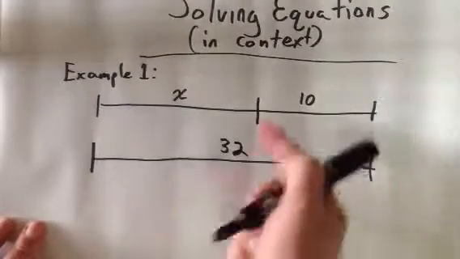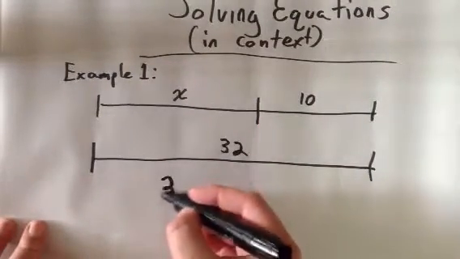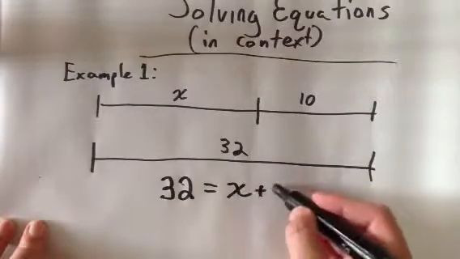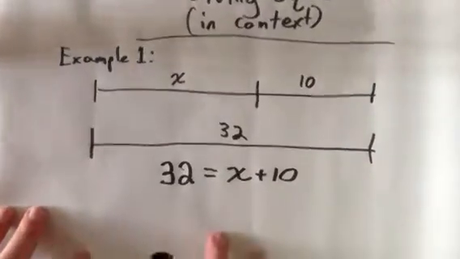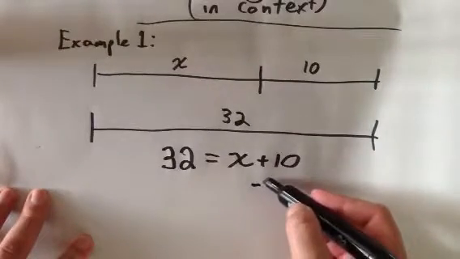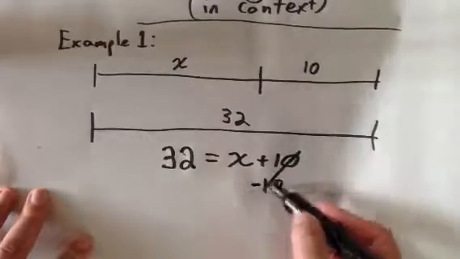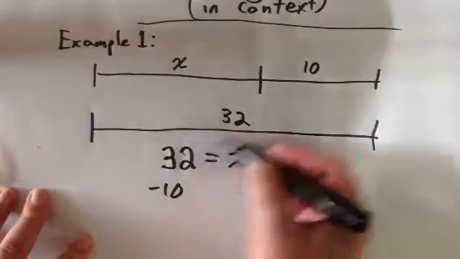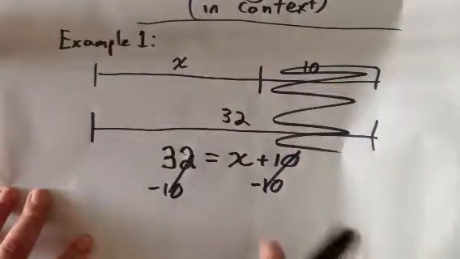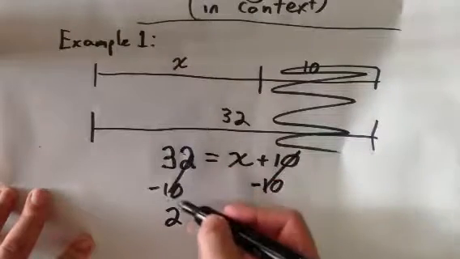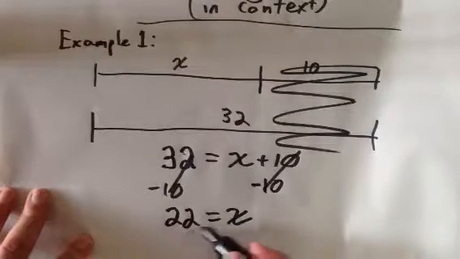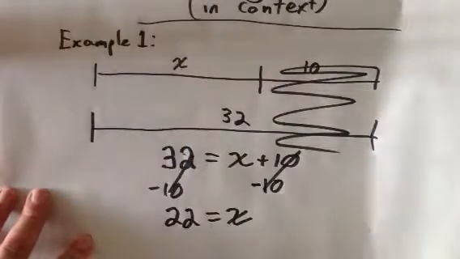So we could see this, since these measurements are equal, as 32 is equal to x plus 10. Now, this would be an equation that matches this situation. What I could do is, if I took away the 10 from this side and took away 10 from this side, it would be the same as taking away 10 from both of these lines. This would make it so I have, if I take away 10 from 32, I would have 22. If I take away 10 from here, I'd have nothing. It leaves me with 22 is equal to x. Therefore, x must be 22.